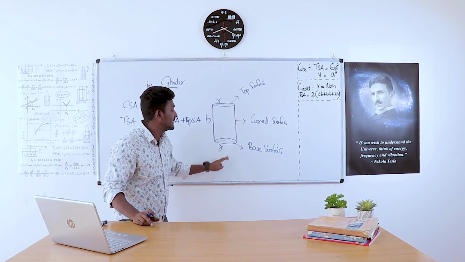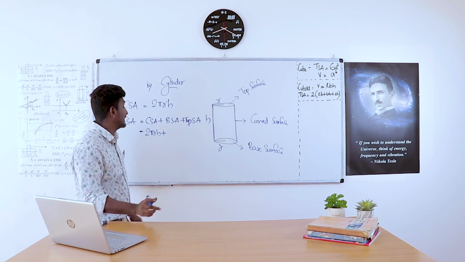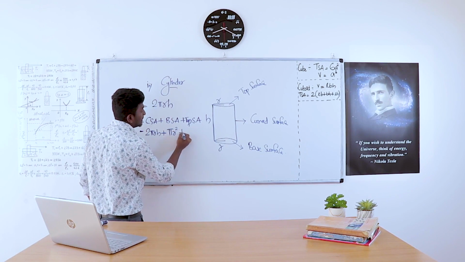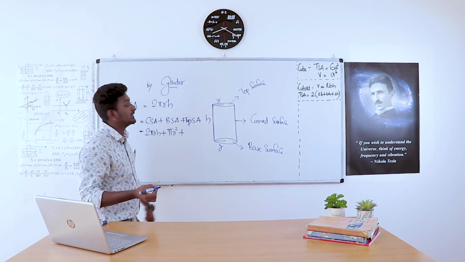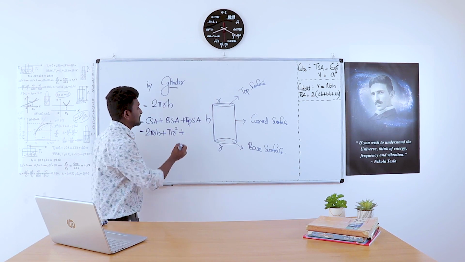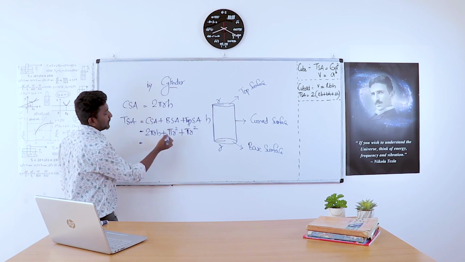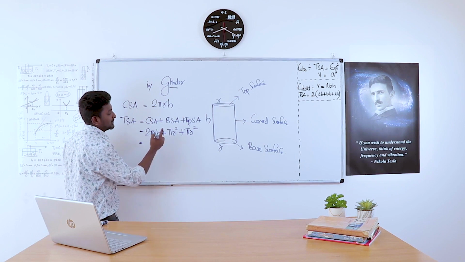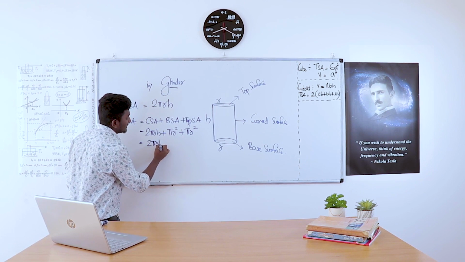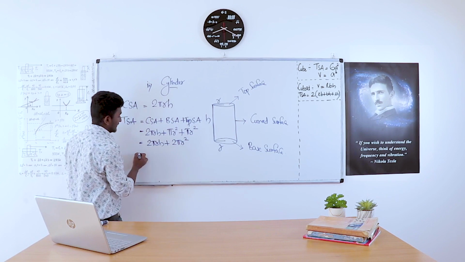Base is in the shape of a circle. What is the area of a circle? It is pi r square, plus top surface area. Top is also in the shape of a circle, so top surface area is the same, pi r square. So 2 pi rh plus pi r square plus pi r square. Pi r square plus pi r square becomes 2 pi r square. Then 2 pi rh plus 2 pi r square.